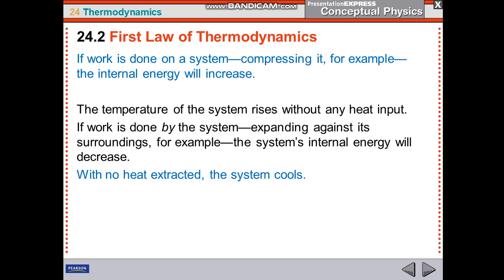And without releasing or extracting heat, the temperature of the system or the internal energy of the system can be decreased.